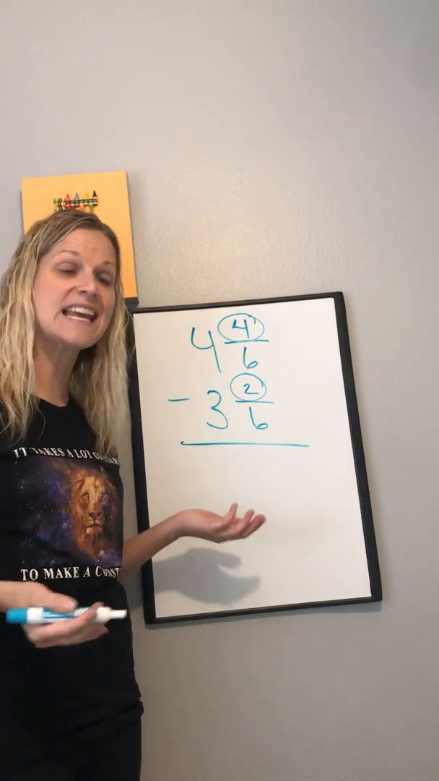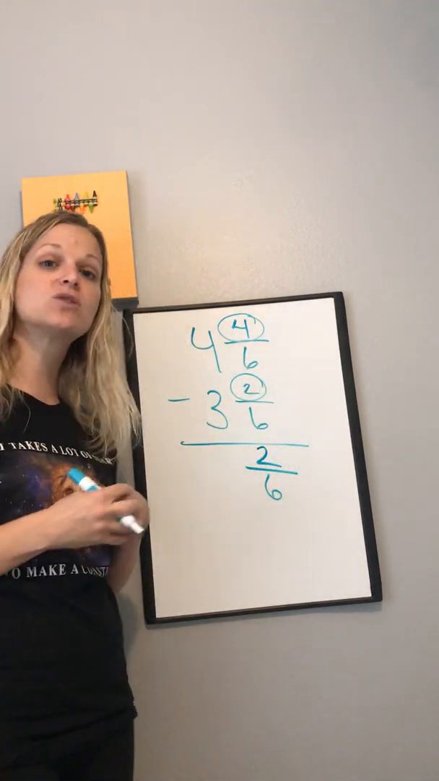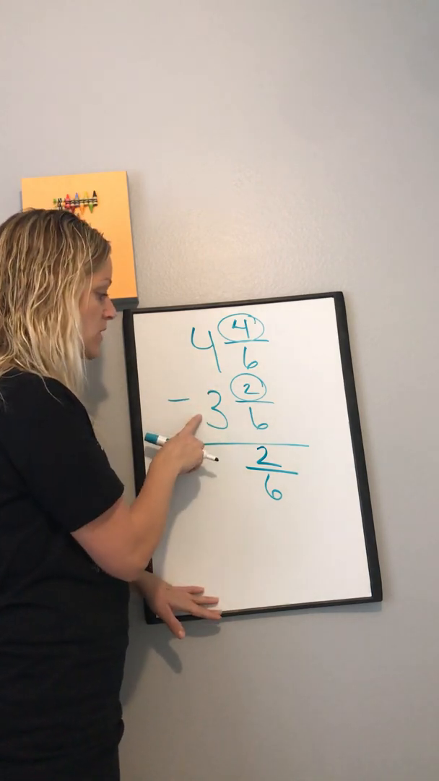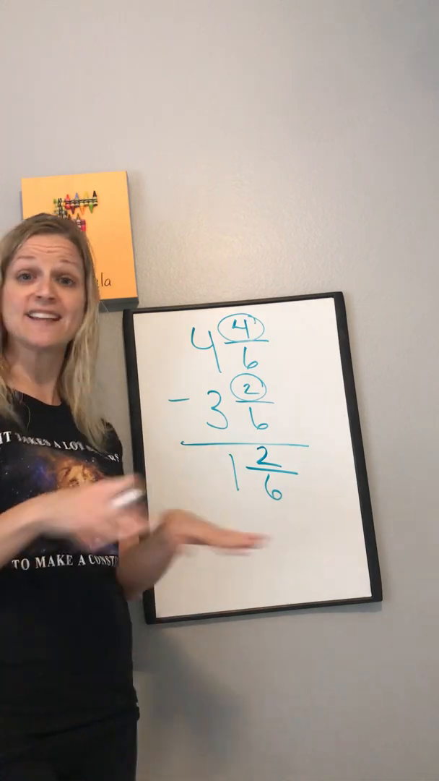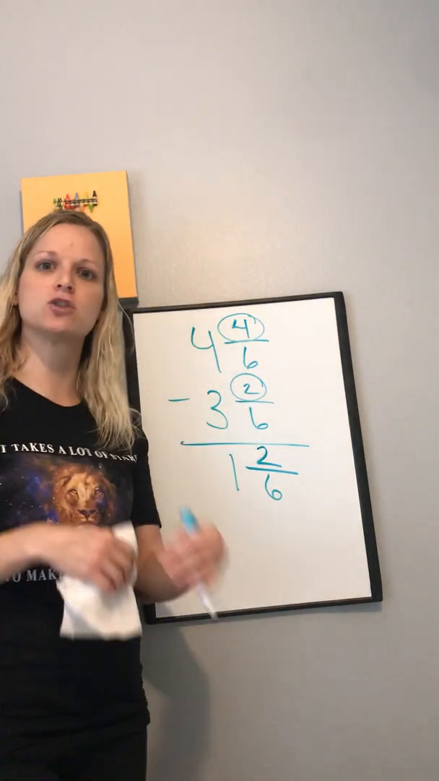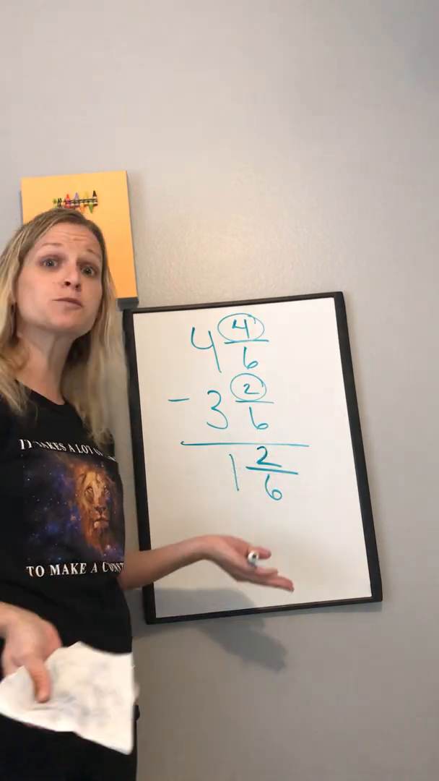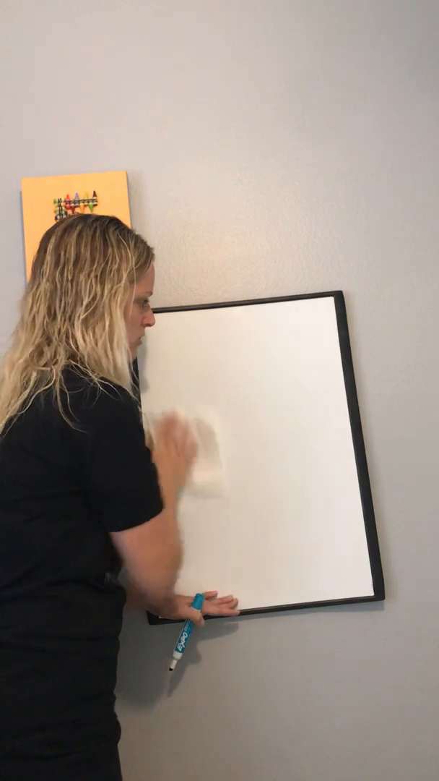Can I subtract 4 minus 2? Yes, I can. 4 minus 2 is 2. I have 2/6. And 4 minus 3 is 1. 1 and 2/6 is your answer. And that's it. You're done with this one. Okay? Just like the adding, if you don't have to change it to a mixed number, then it's pretty easy. So make sure to pay attention, because if you can subtract, you don't have to do that regrouping.